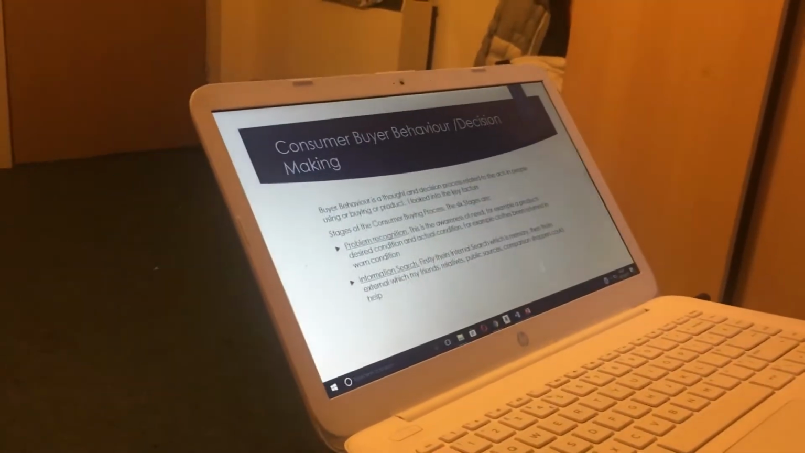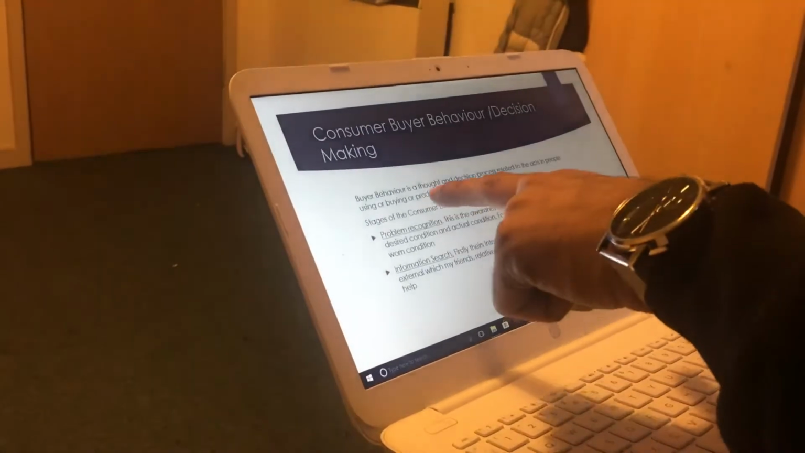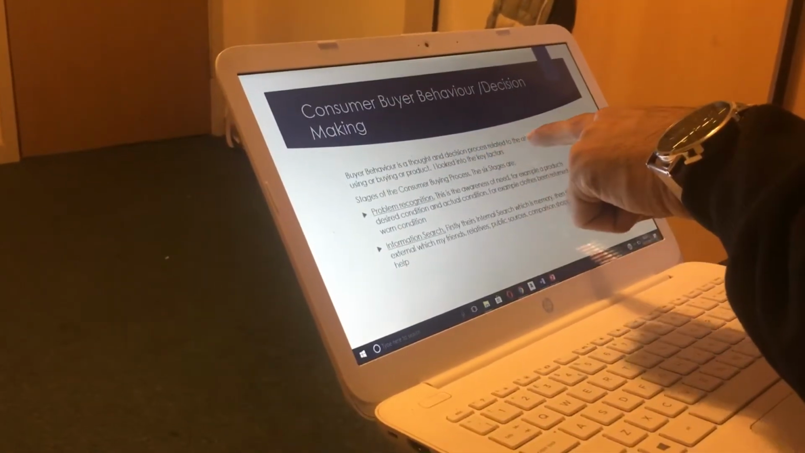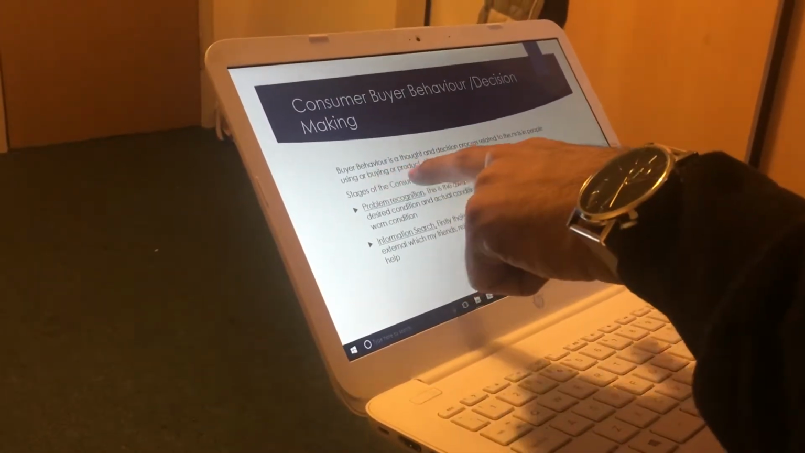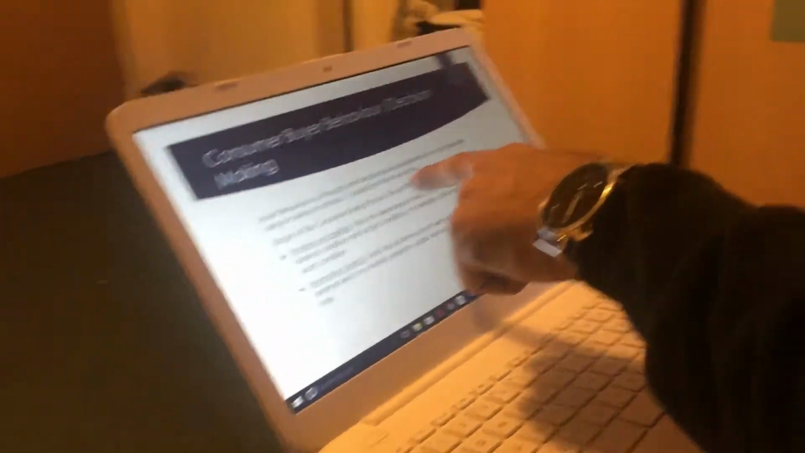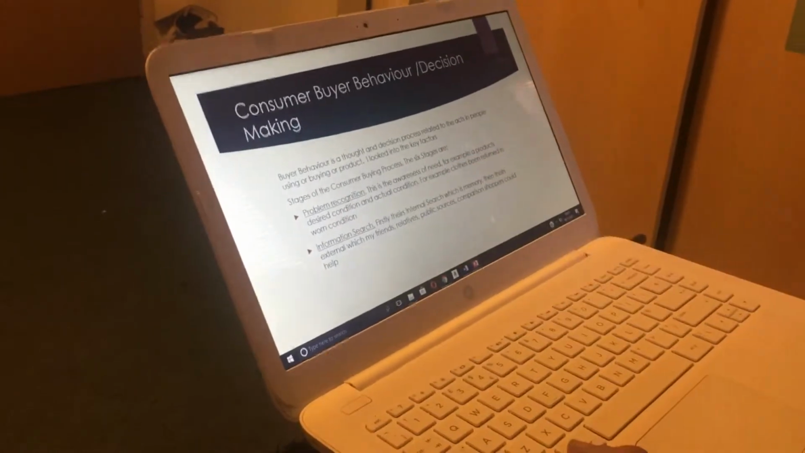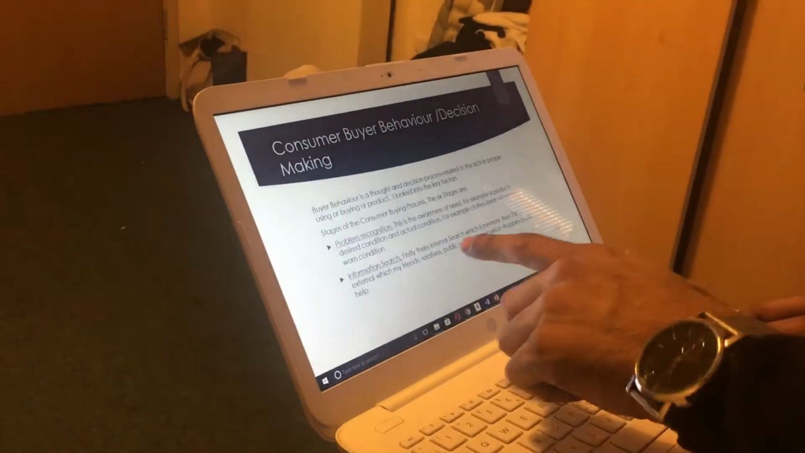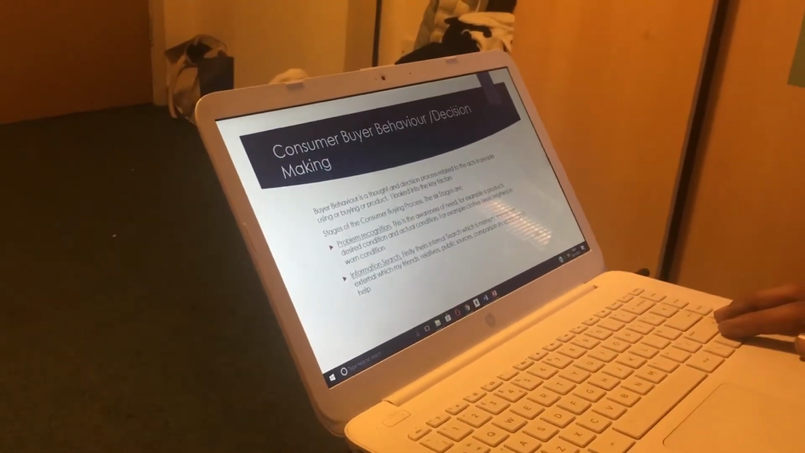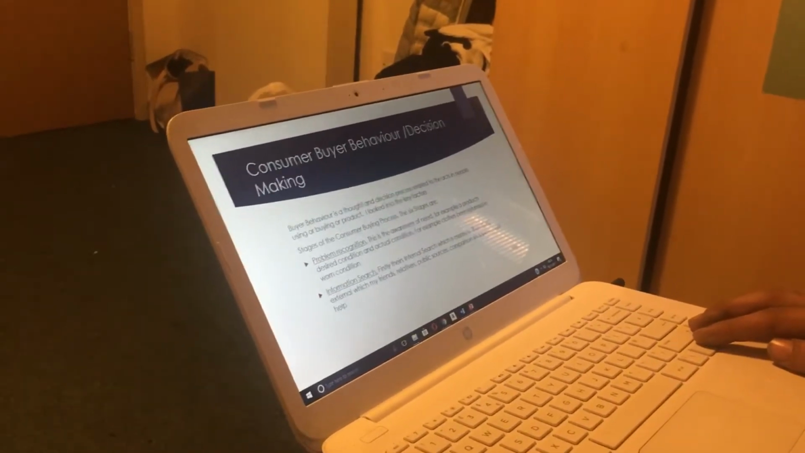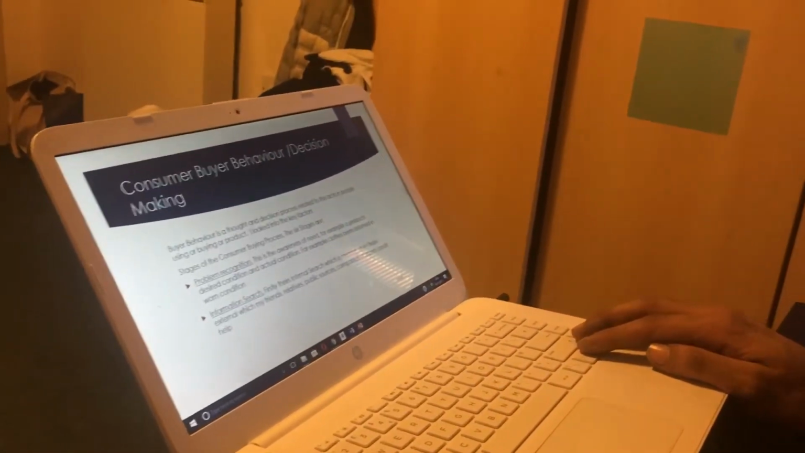Consumer buyer behavior decision making. Buyer behavior is a thought and decision process related to the acts of people using or buying a product. I looked into the key factors. Stages of the consumer buying process. The 6 stages are: problem recognition, which is the awareness of need, for example a product's desired condition versus actual condition, for example clothes being returned in worn condition.